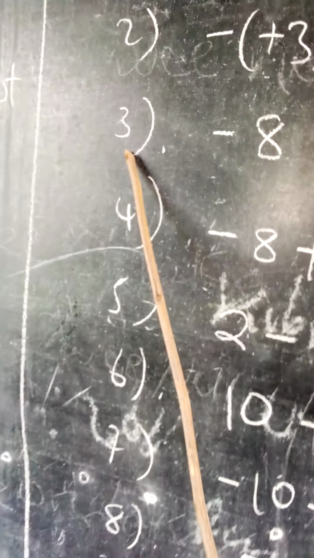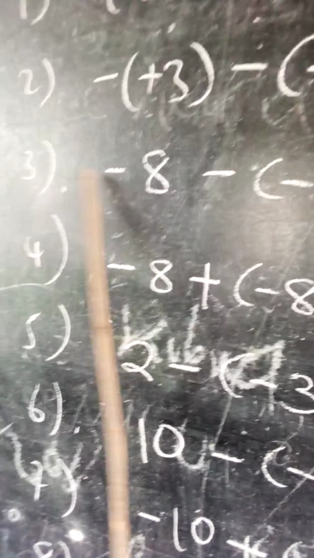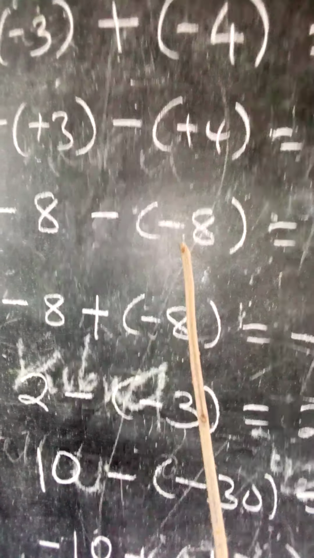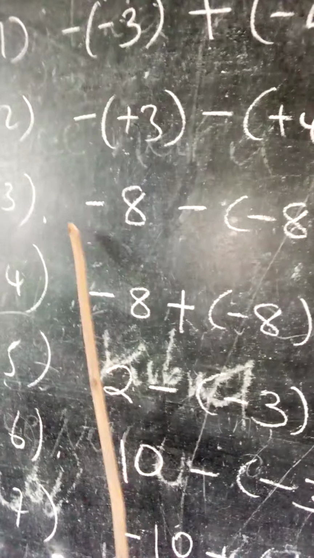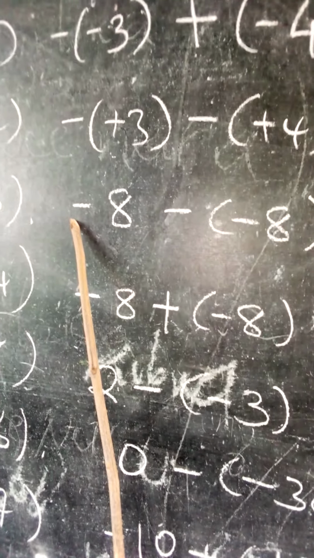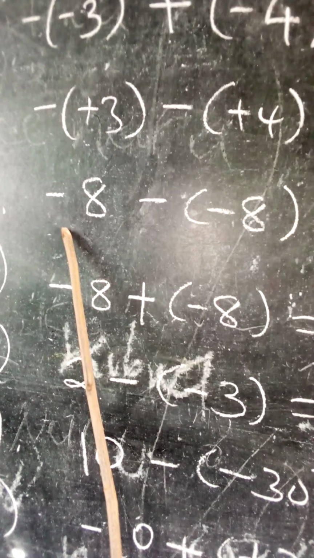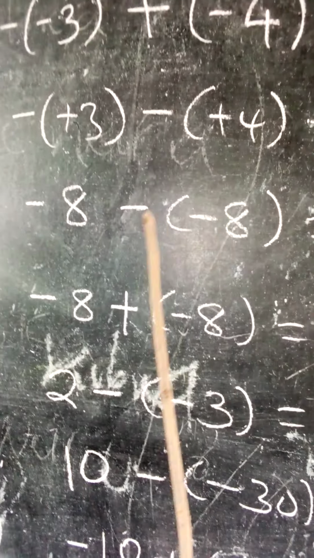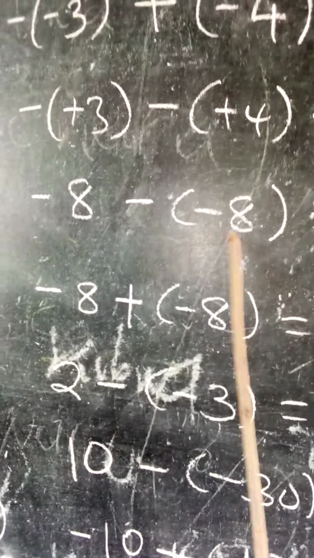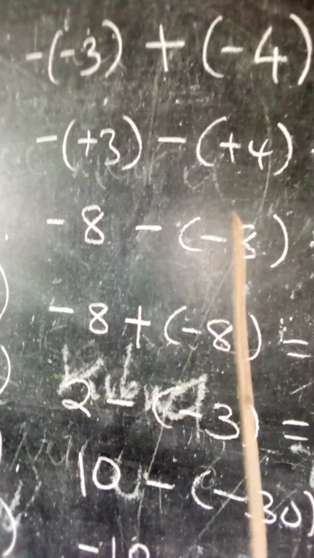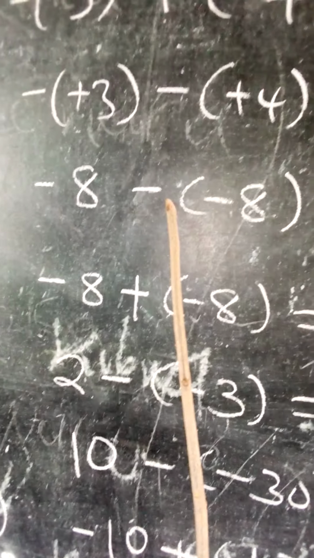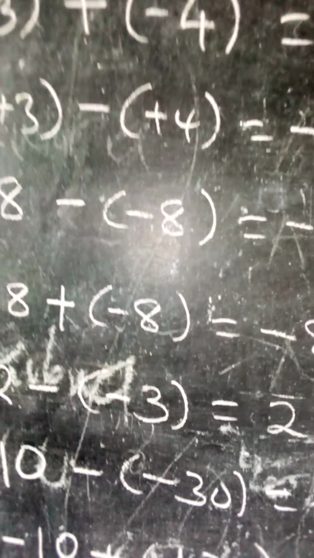Then we come to example number 3, that is negative 8 minus 8. The first number has a single sign. We don't need to simplify the signs anymore. But the second, we have minus minus. So the second 8 has minus minus, so we have a double sign. So we multiply. Negative times negative will be positive.